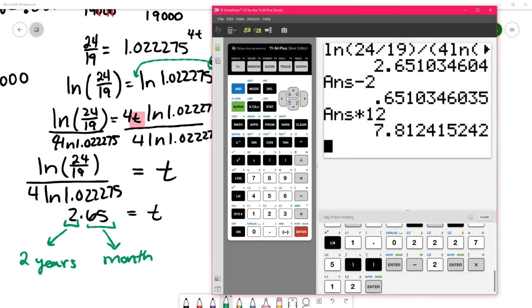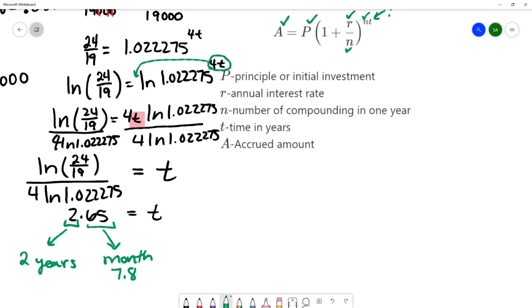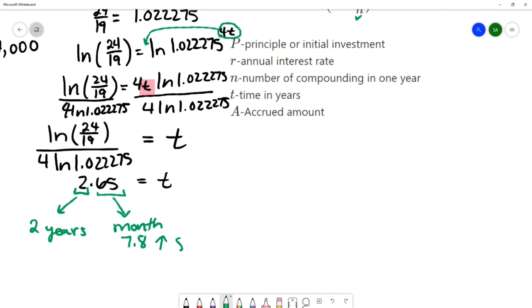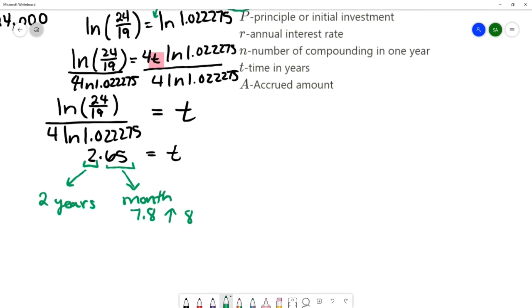And since we have another decimal answer here, and it only wants it in years and months, I think I'm going to round up to 8 months. So I've got 7.8 months, which I'm going to round up to 8 months. We have 2 years and 8 months is how long it takes for $19,000 to grow to be $24,000.